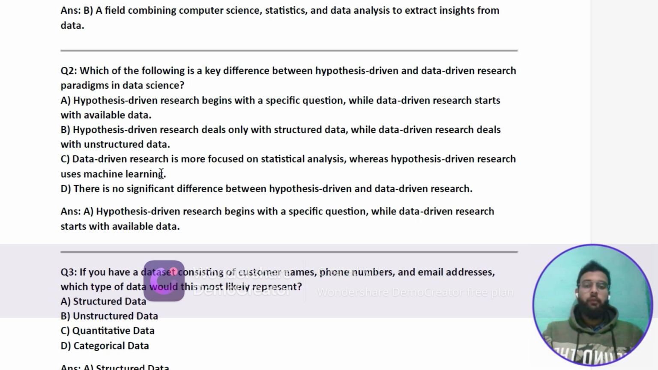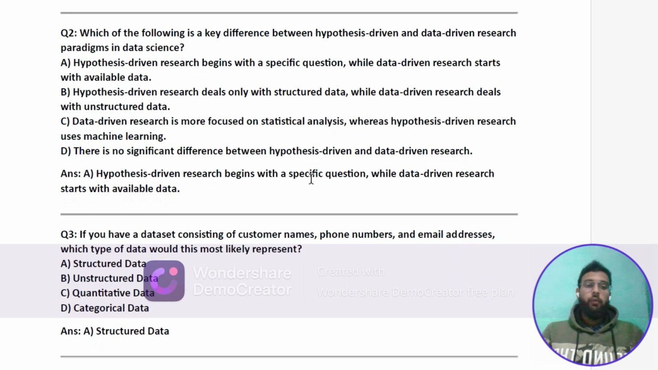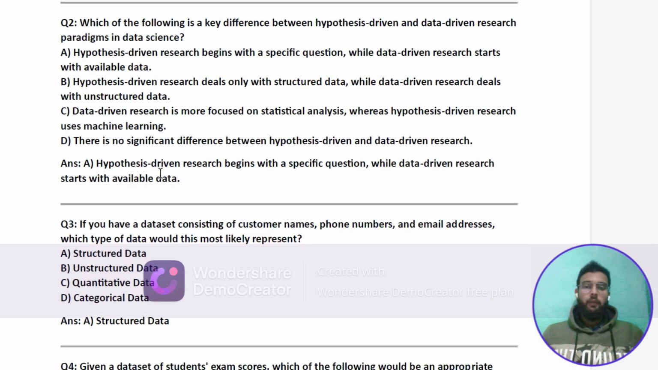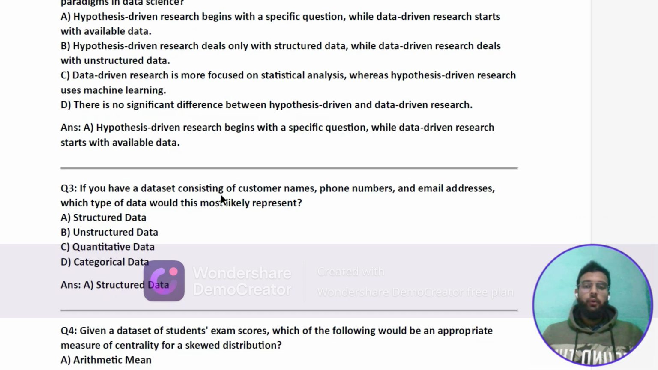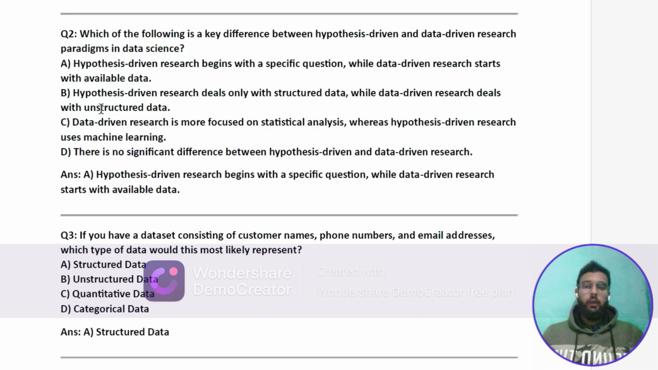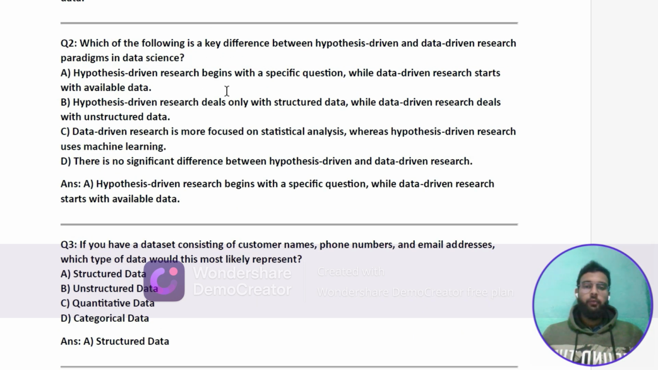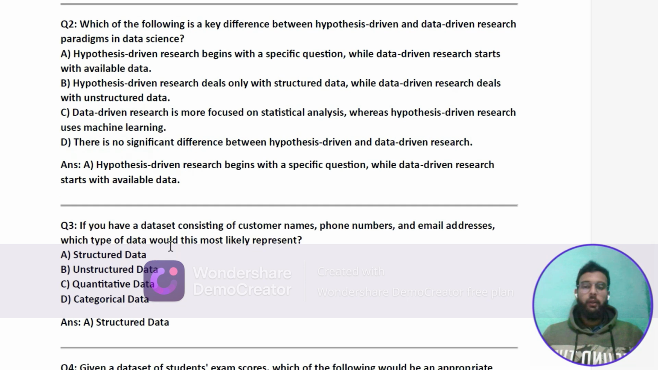C is data-driven research is more focused on statistical analysis whereas hypothesis-driven research uses machine learning. D, there is no significant difference between hypothesis-driven and data-driven research. So the correct answer for this is A. Hypothesis-driven research begins with a specific question, while data-driven research starts with available data.